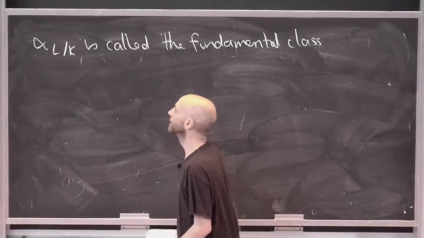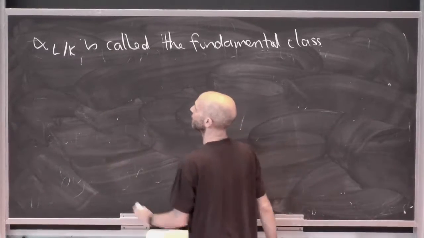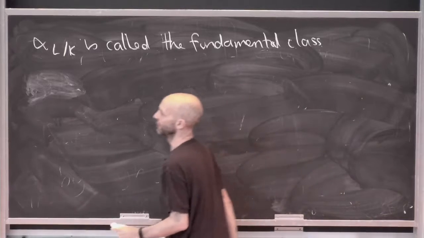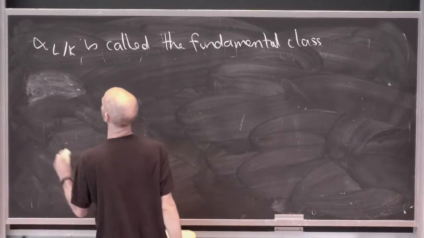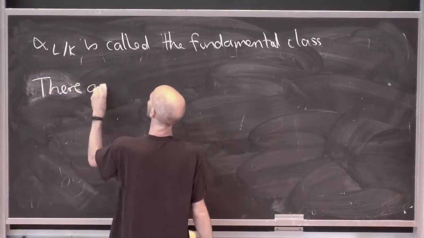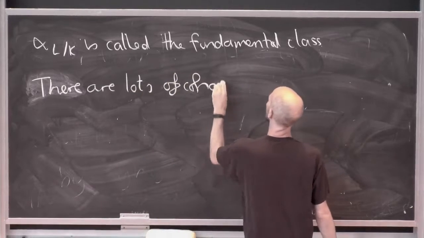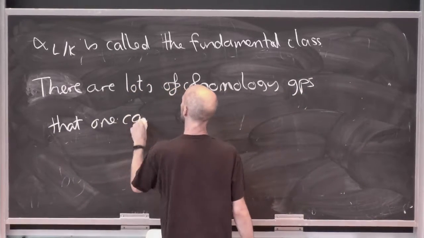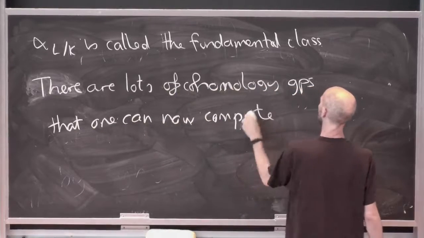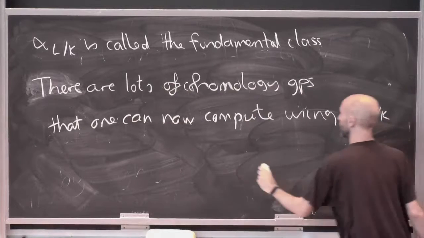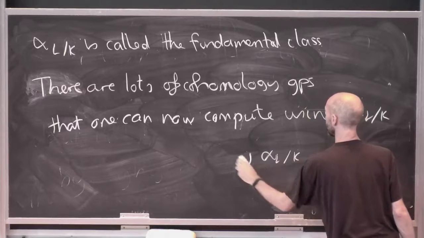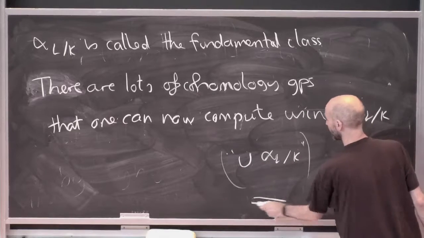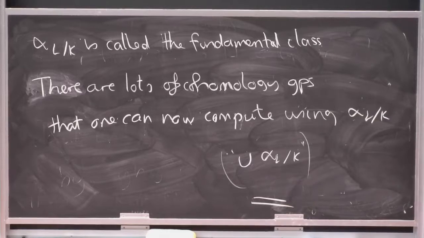And now it turns out there's lots and lots of other facts. I won't now list any more facts, there's a random fact that's sometimes useful. There are lots of cohomology groups that one can explicitly work out, that one can now compute using alpha L over K. In particular, cup product with alpha L over K is some map between cohomology groups that in many cases is an isomorphism. So that's all I'm going to say about local class field theory, but for the vast majority of you, that might be all you'll ever need to know.